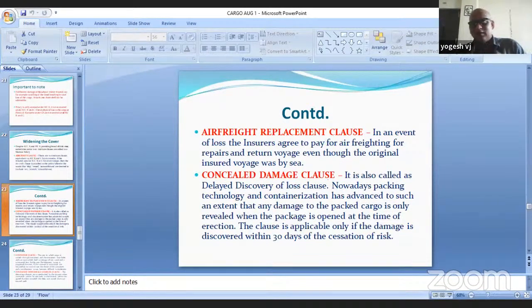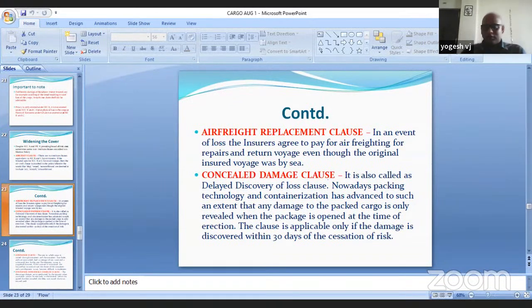At Mundra Port, it was discovered within 30 days that it needs a little repair because its alignment has shifted. So we will have to send it back and get it repaired, but we want it very quickly. So we will not send it by a vessel, we will send it by aircraft. These cases will attract the air freight replacement clause, which reduces the burden on the insured.